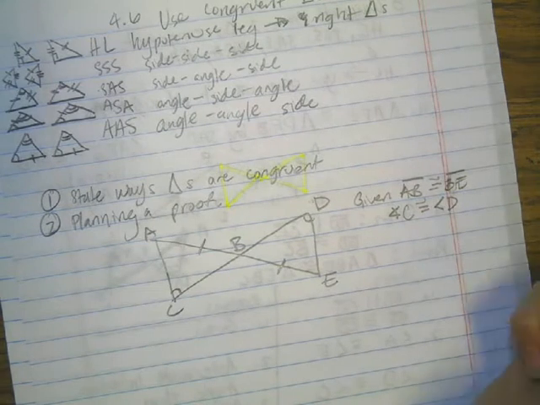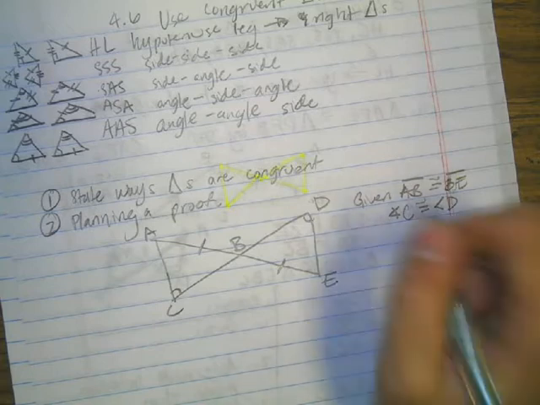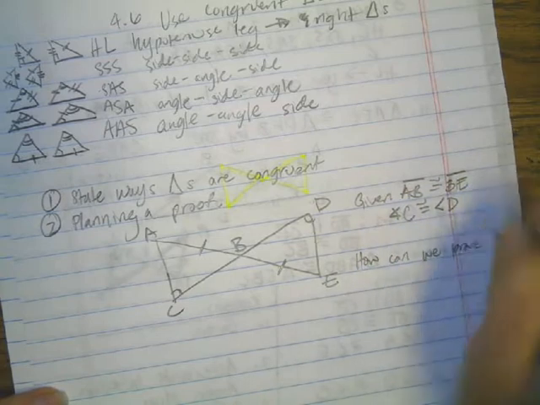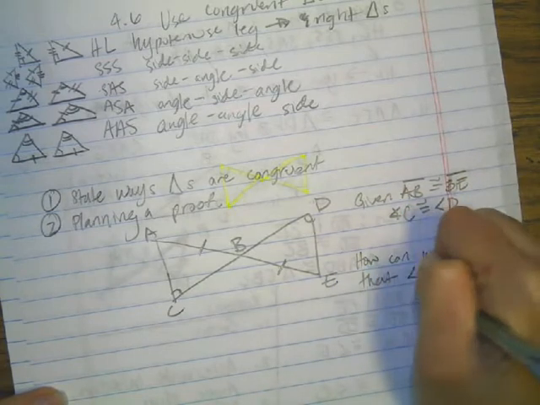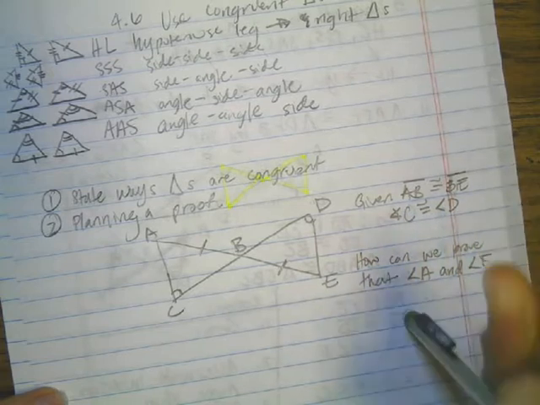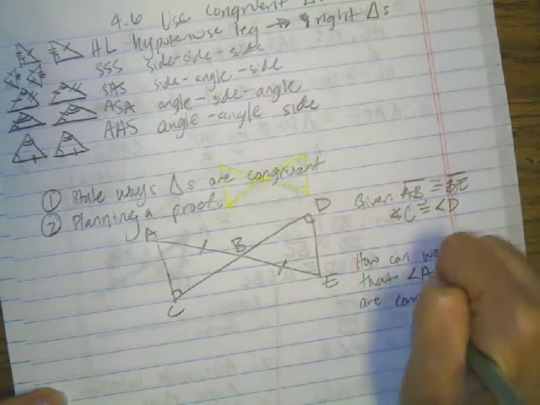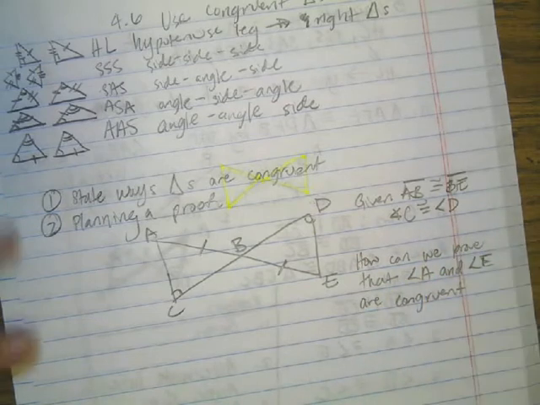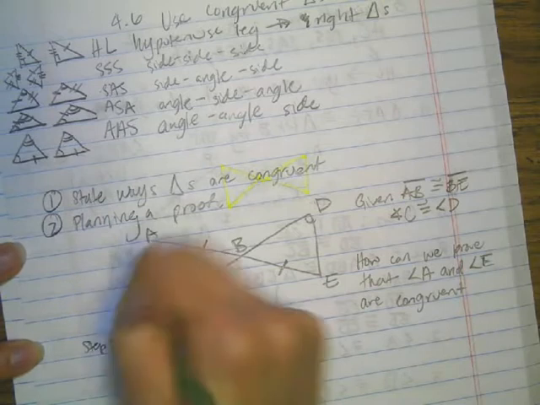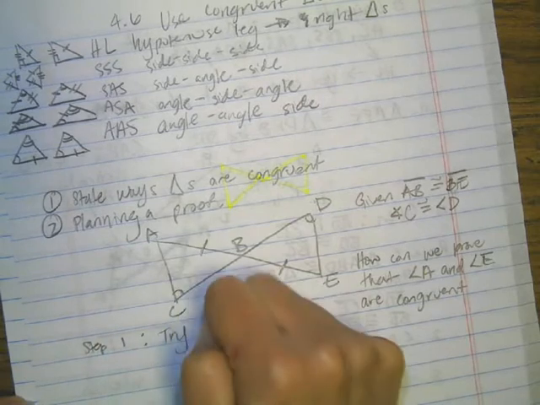So maybe the question is, how can we prove that angle A and angle E are congruent? So eventually we want to say that those two angles are congruent. The first step, step one, is to try to prove the triangles congruent.